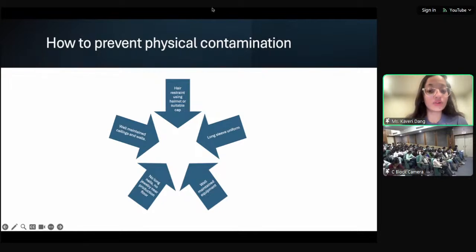No long nails, no jewelry near production floor, and well maintained ceilings and walls. So these are all the ways where we can prevent the physical contamination.